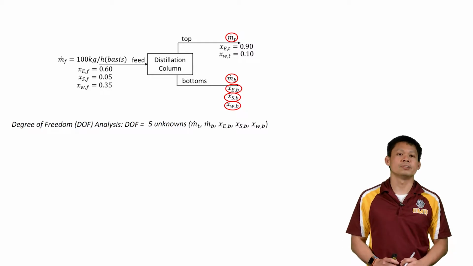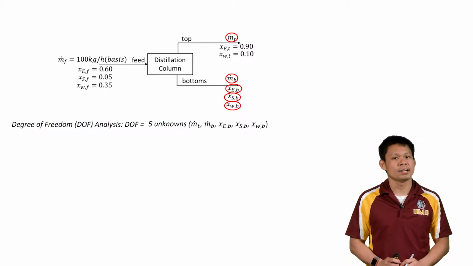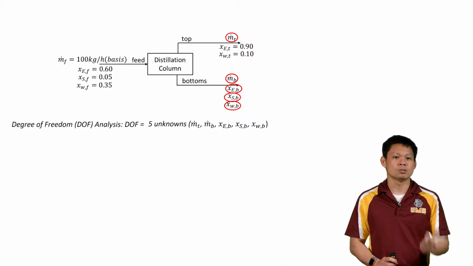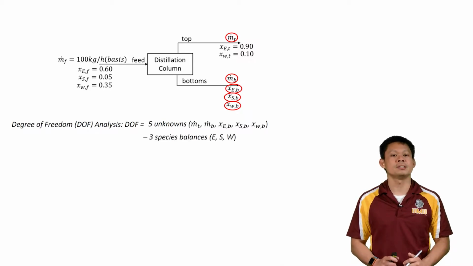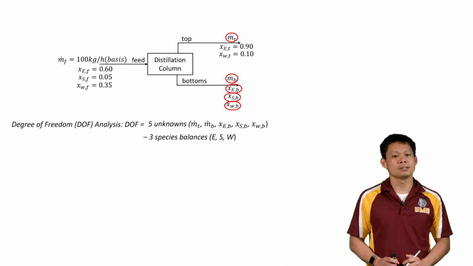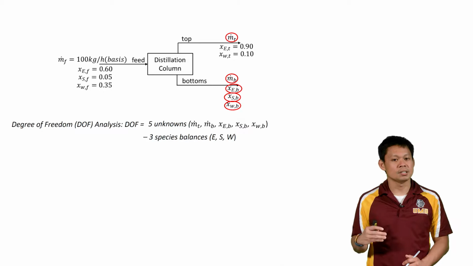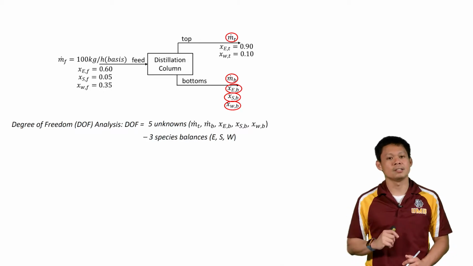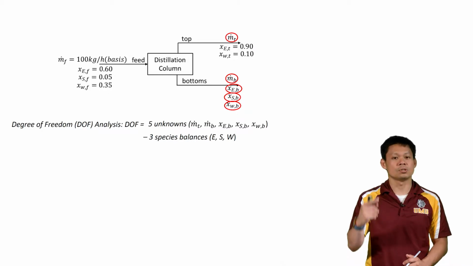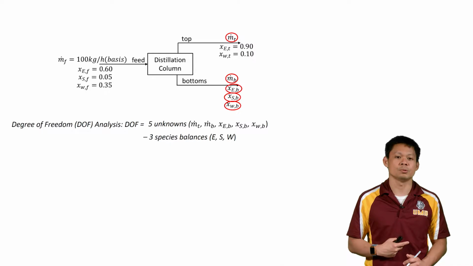The next thing is to figure out how many material balances we can write, and that will be the number of species we have. We have ethanol, solute, and water. So we have 3 species, so we can write 3 species balances. Remember, it's not that we can just write the species balances. We also can use an overall balance. In general, an overall balance is easier to write and easier to solve as well. It's just that once you use an overall balance, you only have 2 other balances you can use.